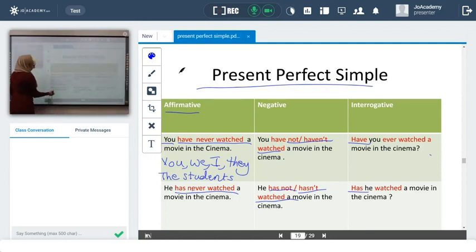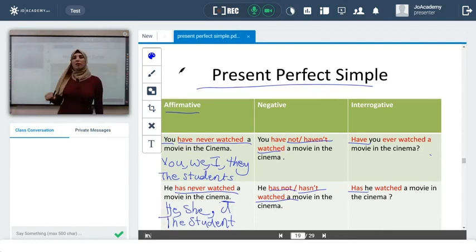So again, we use has if we have pronouns like he, she, or it, or with singular words like the student, or the names like Samir, for example. And here, the H at the beginning of the sentence normally is a capital letter. Okay, now we are going to start the activities.